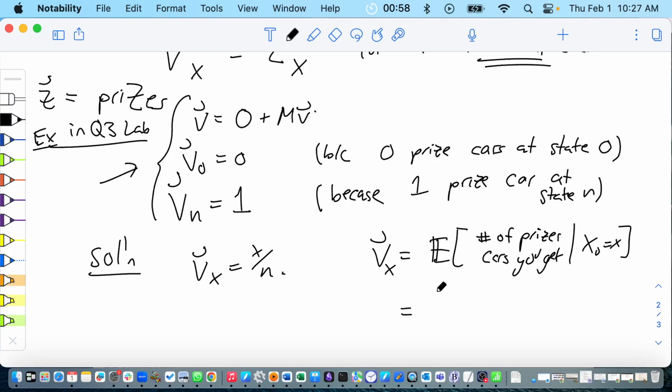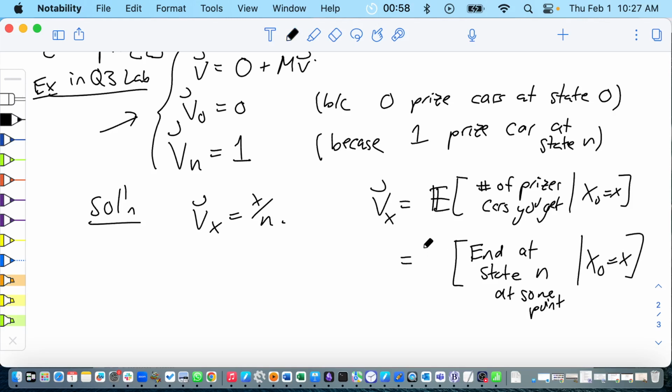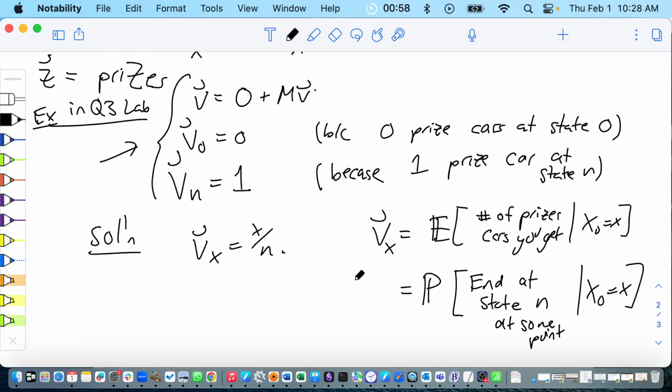Of course, even if there are no cars, you could say this is the expected value of you ending at state n at some point, given x0. Okay, and actually it wouldn't be the expected value, it would be the probability, right? So you have a vector which is 1 exactly at state n, and so the number of prize cars you get is exactly the probability that you end at the end. Or the expected number of cars is the probability. Yeah, and it satisfies this equation. This one has no ongoing rewards, and it has these two terminal prizes.